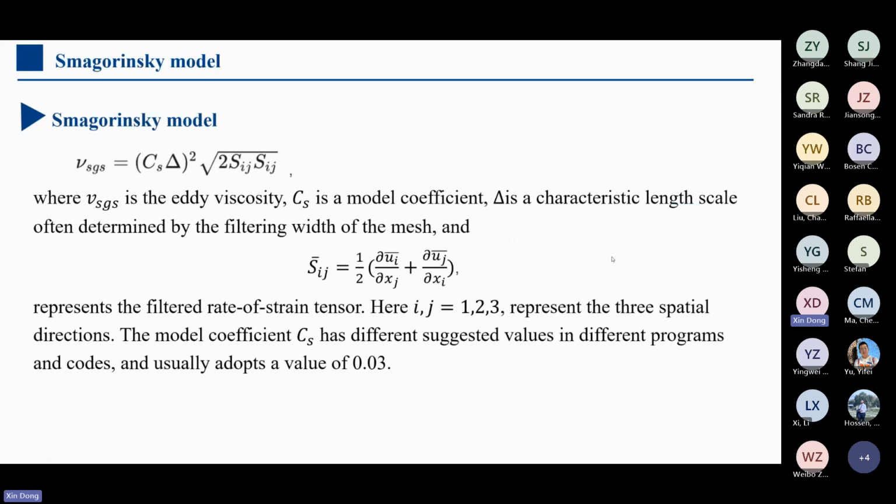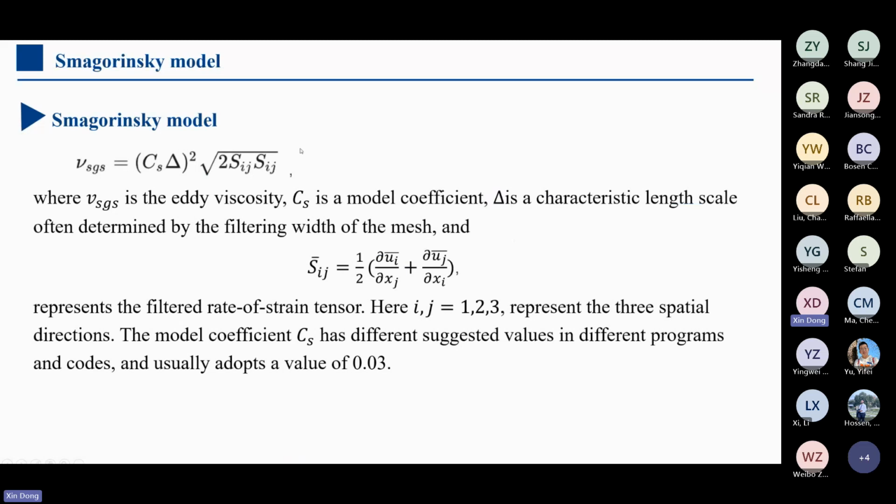The first one is the Smagorinsky model. Let's assume that the velocities smaller than the size of the grid are all homogeneous. That is, the shape of the vortex is the same, but the size is different. So the subgrid velocity is just a scalar quantity, and the subgrid velocity is proportional to the amount of velocity and the amount of size, and we can get it from the following formula.